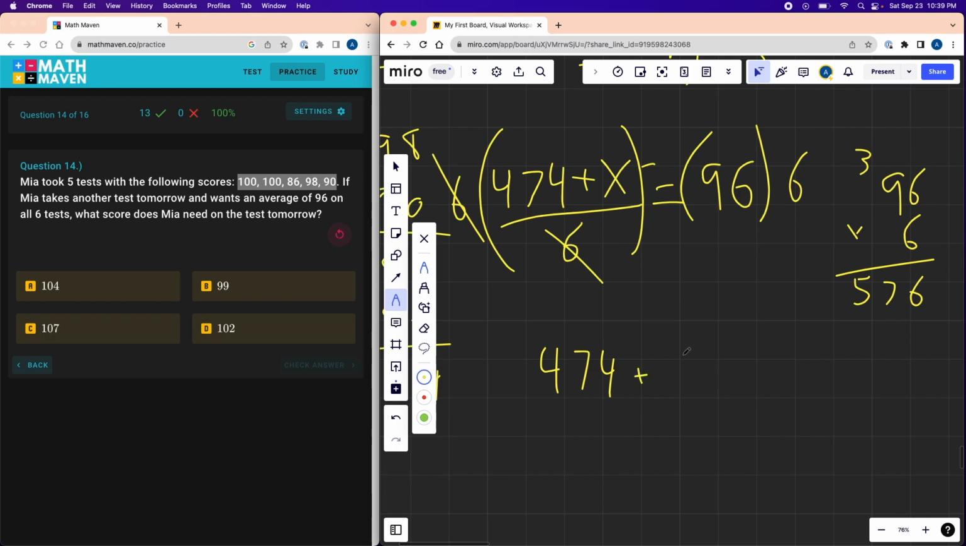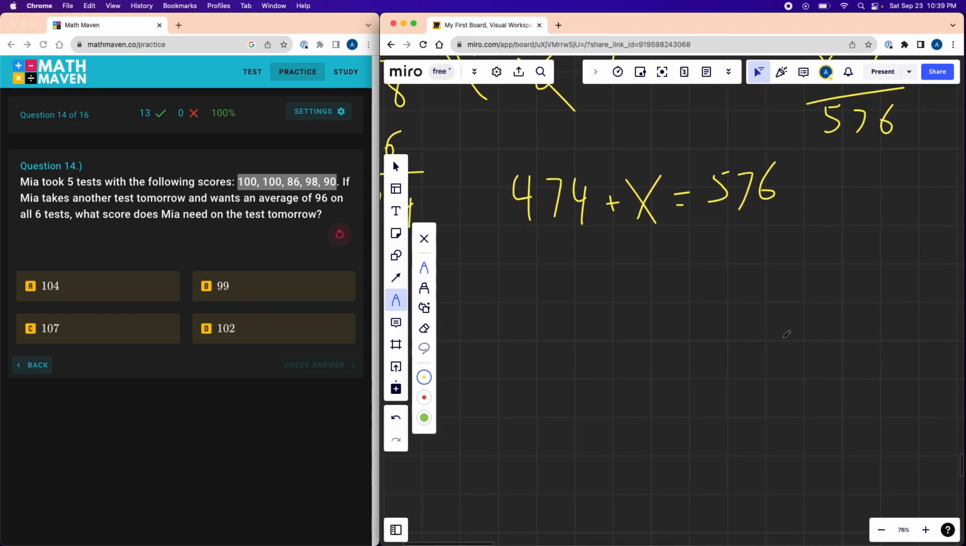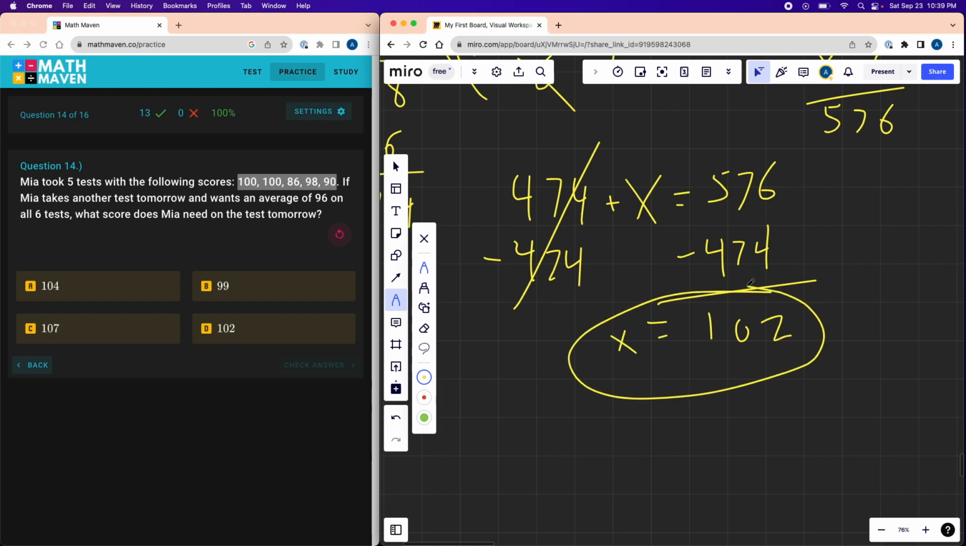So we now have 474 plus x equals 576. And now it's just, again, solving for x. Subtract the 474 from both sides. Those will cancel out. Subtract 474. And that's going to leave us with a 102. So x equals 102. She needs a little bit of extra credit on this test in order to get an average of 96.